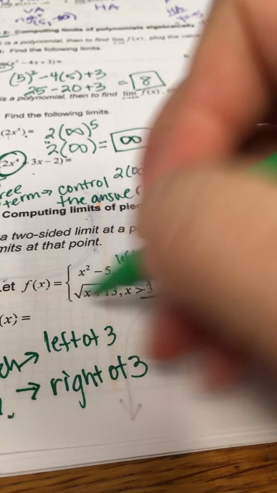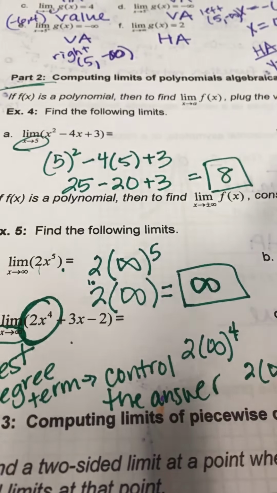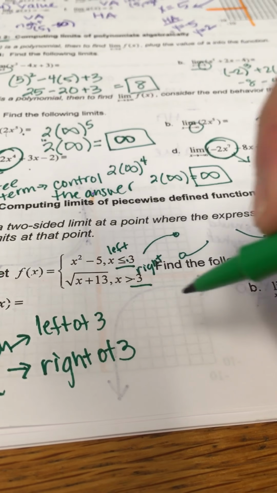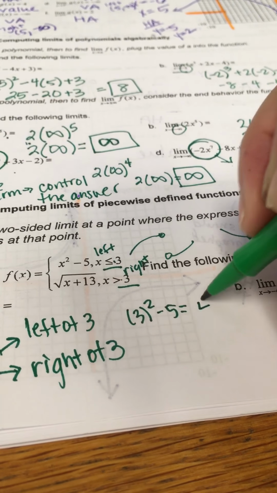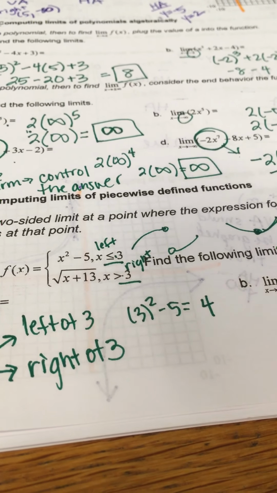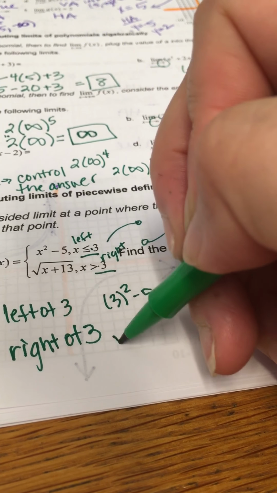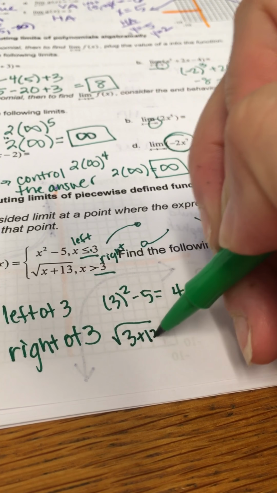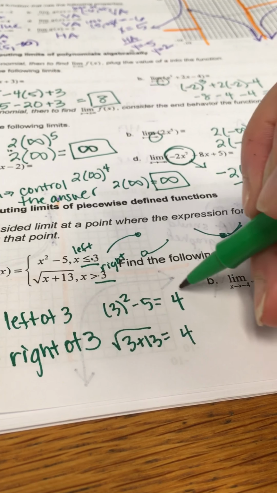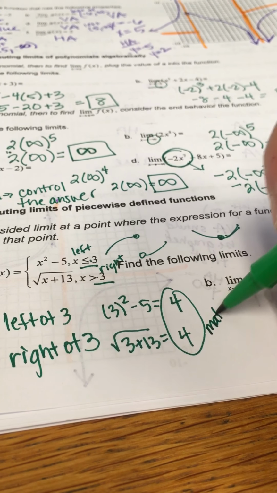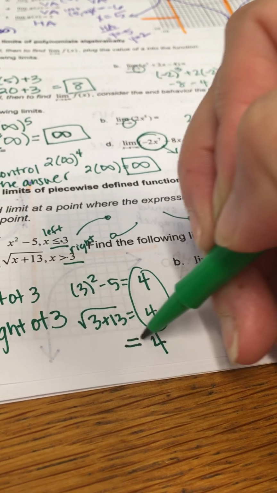So to the left of 3, I'm going to take the number like I did for A and B up here, and plug it into the top. So I do 3 squared minus 5 is 4. Alright, so my left side is coming towards a positive 4. My right side, I plug it in, I get 3 plus 13, I get the square root of 16, I get 4 again. Okay, since these match, the limit is equal to ultimately 4.